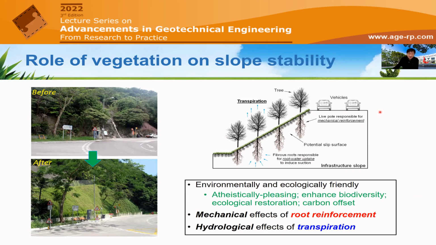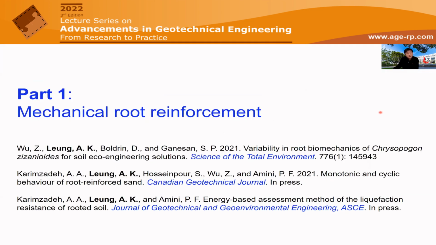But more recently, in the last 10 years, we have been working on the hydrological effect of transpiration, because that is one of the important plant physiological responses to atmospheric vapor demand, so that the water uptake from the soil could affect the moisture content. From an unsaturated soil perspective, the matric suction induced in the unsaturated soil could also contribute to slope stabilization. This is the research question that we have been asking in the last 10 years on hydrological reinforcement.